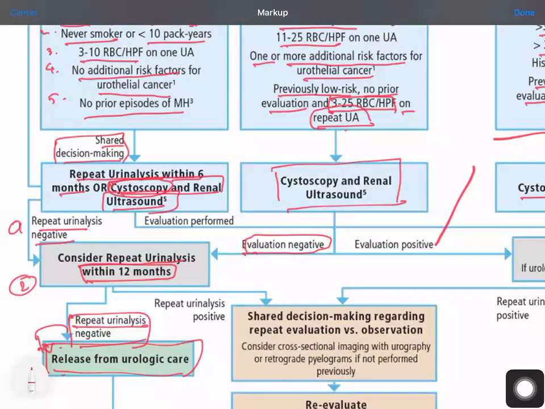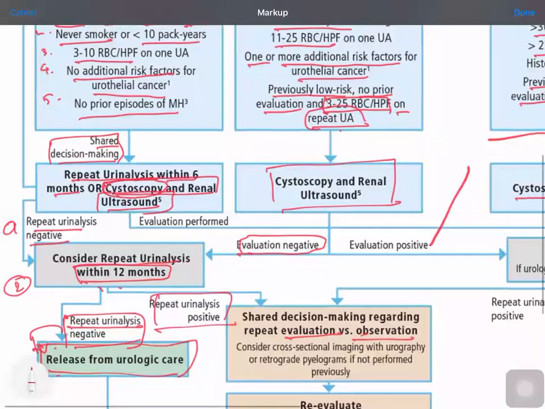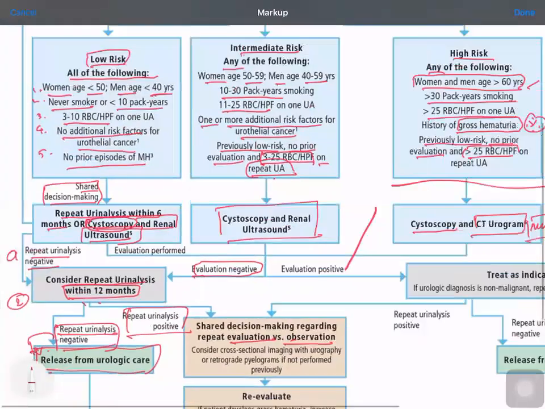For a low risk patient, if the first is negative and the second is positive, you have to go for evaluation, either evaluation or observation. For an intermediate risk patient, if the evaluation is negative, the same thing applies. You have to repeat the urine analysis within 12 months. If it is negative, there is no need for further evaluation. If it is positive, we have to make a decision whether to observe the patient.